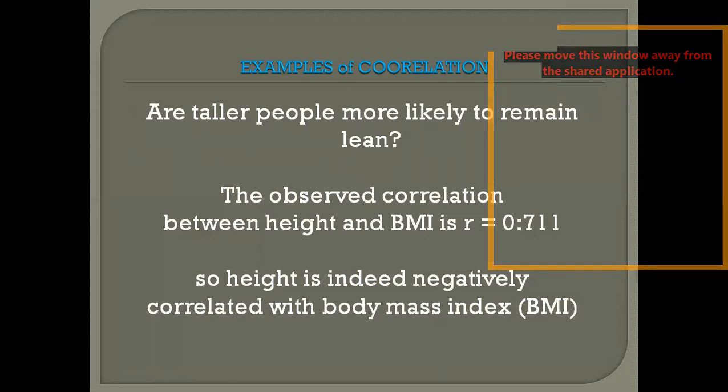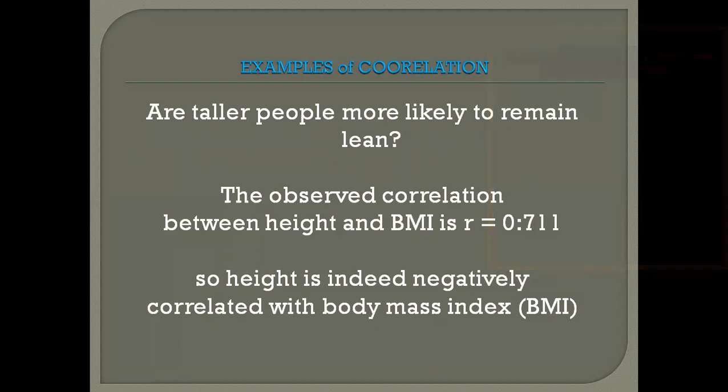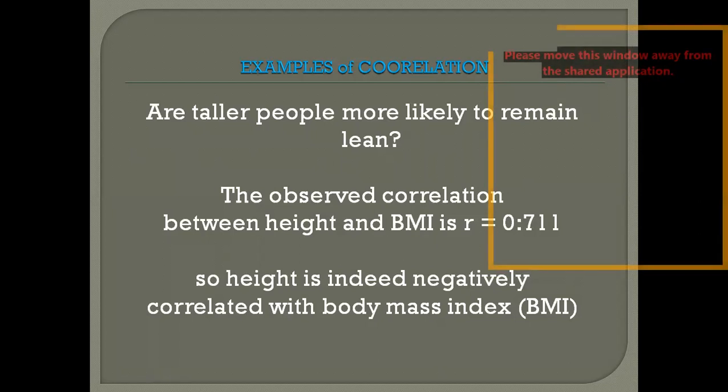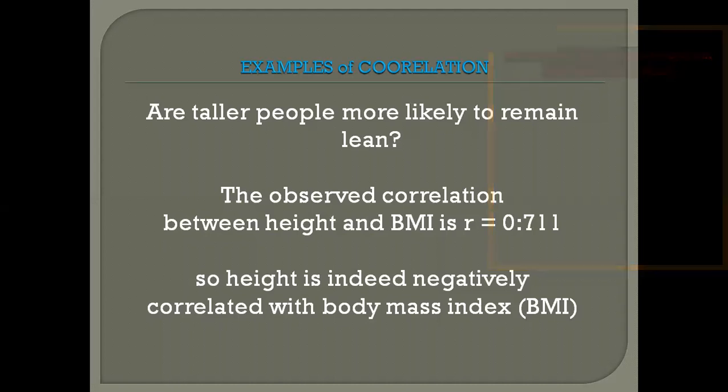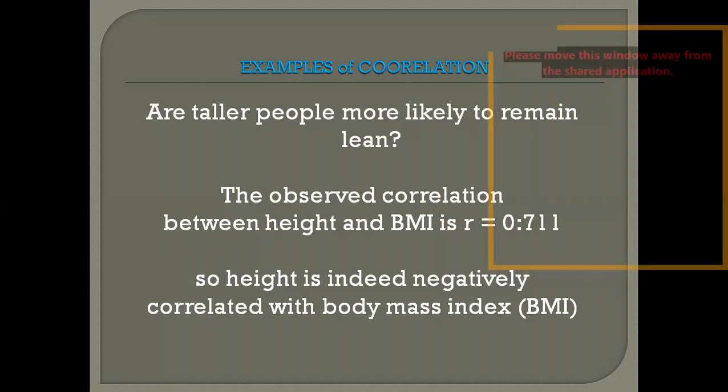Are taller people more likely to remain lean? Now let's go through it. The observed correlation between the height and your body mass index, BMI, is R equal to 0.711. So this is actually 0.7. So the height is indeed negatively correlated with BMI, so a taller person will have a lesser weight, lesser BMI. So there is a correlation, and it seems to be a very strong correlation. Sorry, this is a negative correlation. This should have been negative.